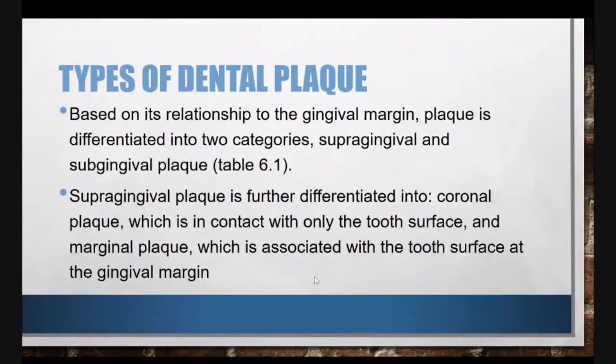Types of the dental plaque. Based on its relationship to the gingival margin, plaque is differentiated into two categories. اللي هي supragingival والsubgingival plaque. Supragingival plaque is further differentiated into coronal plaque اللي هو which is in contact with only the tooth surface, and the marginal plaque which is associated with the tooth surface and the gingival margin.